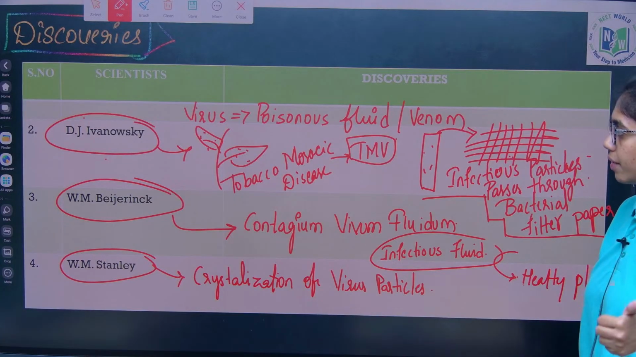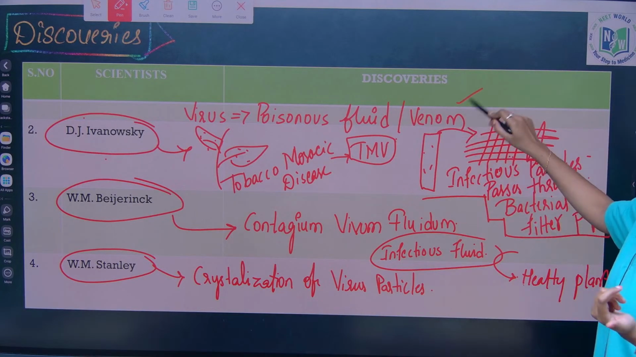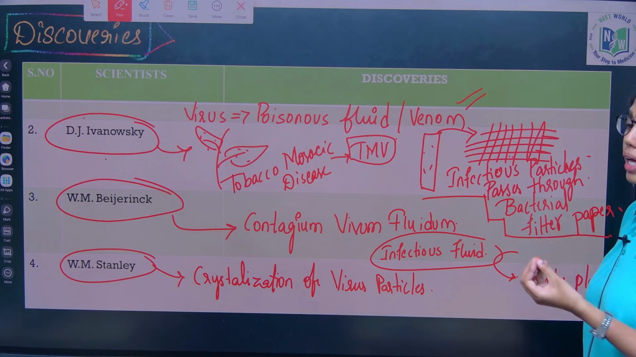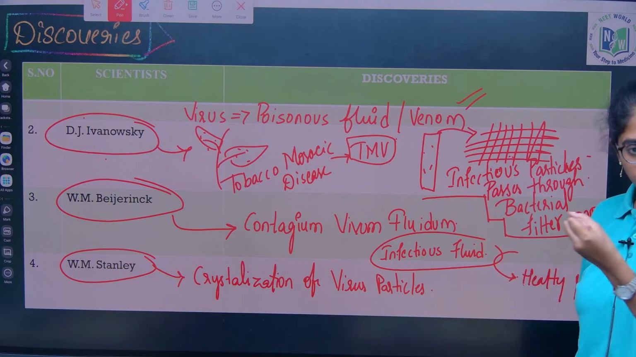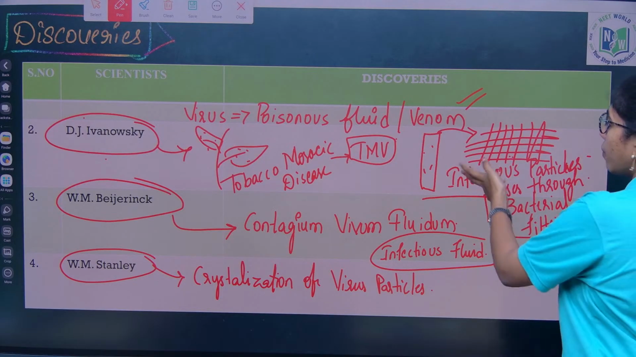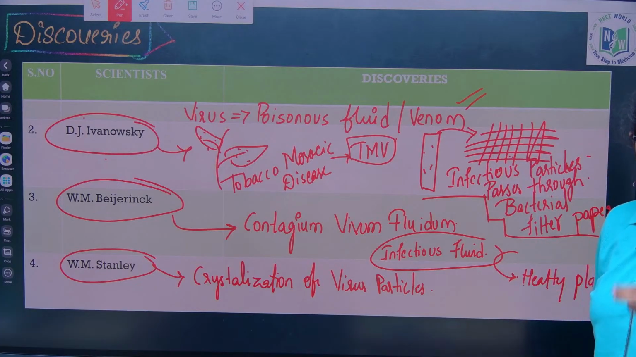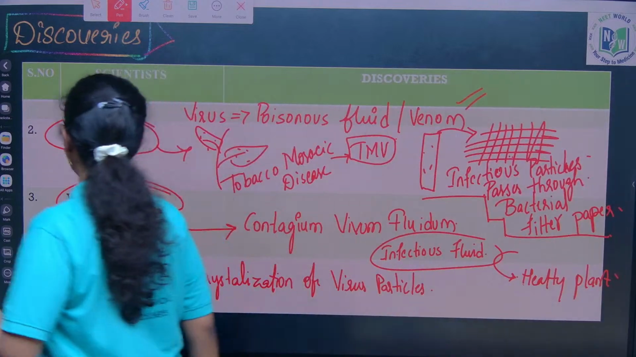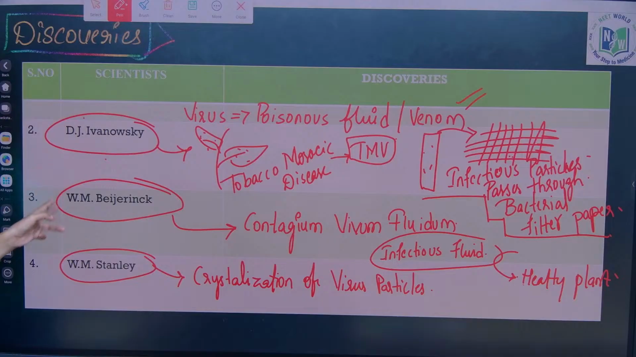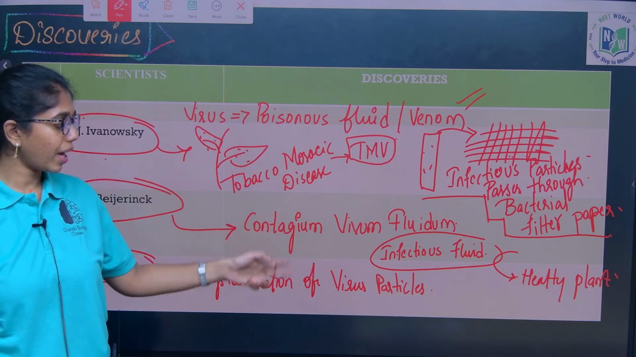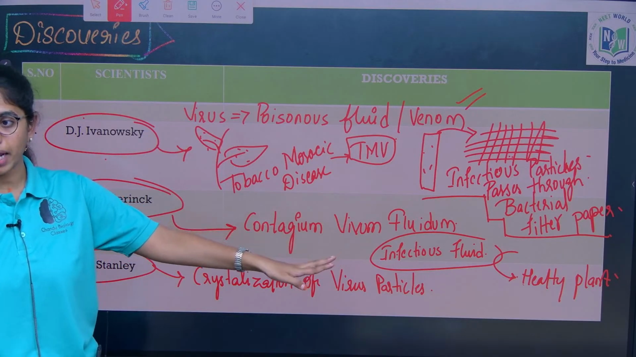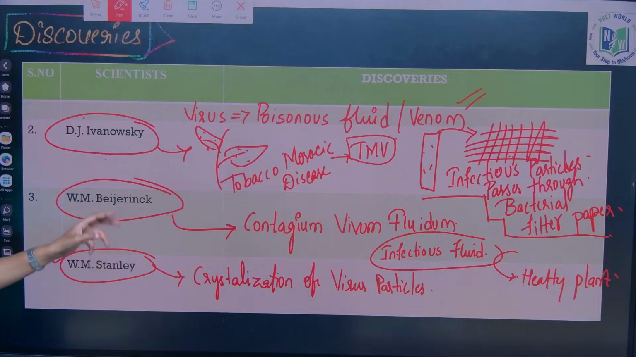First is D.J. Ivanovsky, where virus is noted or discovered as a poisonous fluid or venom, where the infectious fluid taken from the tobacco mosaic plant, when passed through a bacterial filter paper, passed out through it. That is the observation of D.J. Ivanovsky. Second, W.M. Beijerinck gave the concept of contagium vivum fluidum, wherein the infectious fluid causes the disease in the healthy plant. And W.M. Stanley crystallized the virus into particles. Clear?